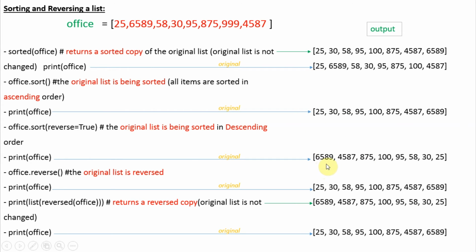So to reverse this, that means this item will be appearing at the end of the list and this item will be appearing at the start of the list. So here we could use this command L.reverse. The original list is reversed. So if we print the original list, we'll get this value.